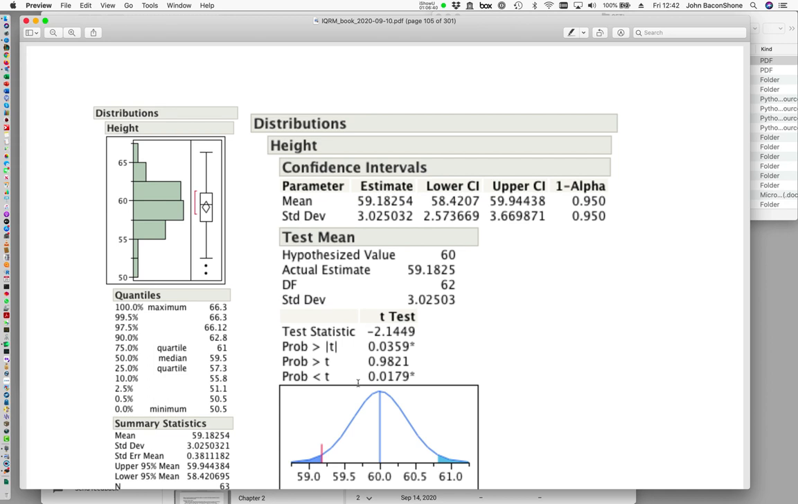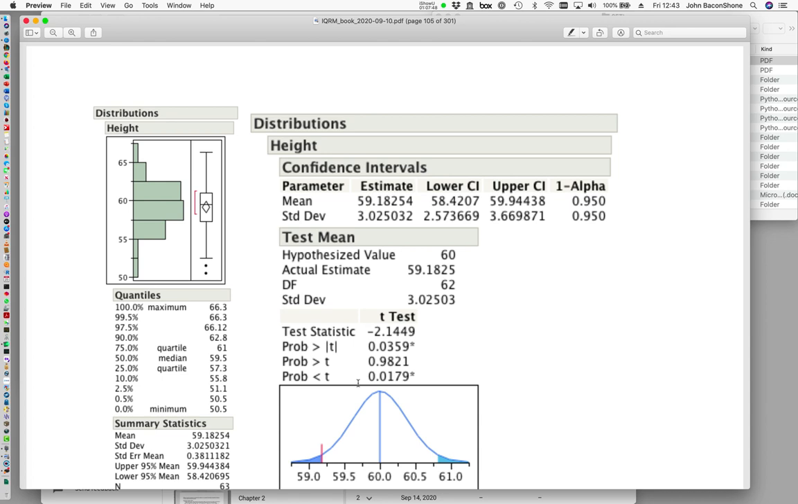So let's have a look. What we have here is the output from JMP. On the left-hand side, we have our graphical and numerical summaries. On the right-hand side, we have our confidence interval and our t-test. First of all, let's look at the histogram and the box plot. You can see that the histogram goes from roughly 55 to 65, but of course, the sample mean is somewhere in the middle of that. In the box plot, the interquartile range runs from roughly 57 to 62, and the median is around 60. The quantiles show us in particular that the minimum is 50.5, the maximum is 66.3, the median is exactly 59.5, and the quartiles are 57.3 and 61.